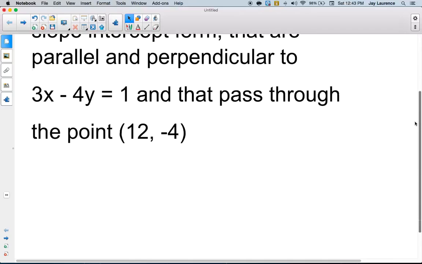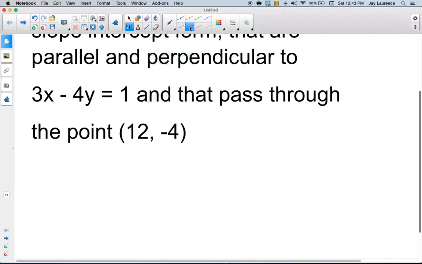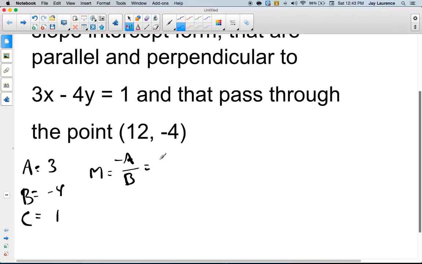All right, we've got this line 3x minus 4y equals 1. And we want the equation of a line parallel to it. Well, parallel lines have the same slope. So the first thing we need to do is find the slope of the original line. Well, if I go A, B, C, easy as 3, negative 4, 1, right? And my slope shortcut is the negative of A over B. Well, A is 3, so I need the negative of A, so I have negative 3 over B, which is negative 4, so my slope is 3/4, right? Because the two negatives cancel out.